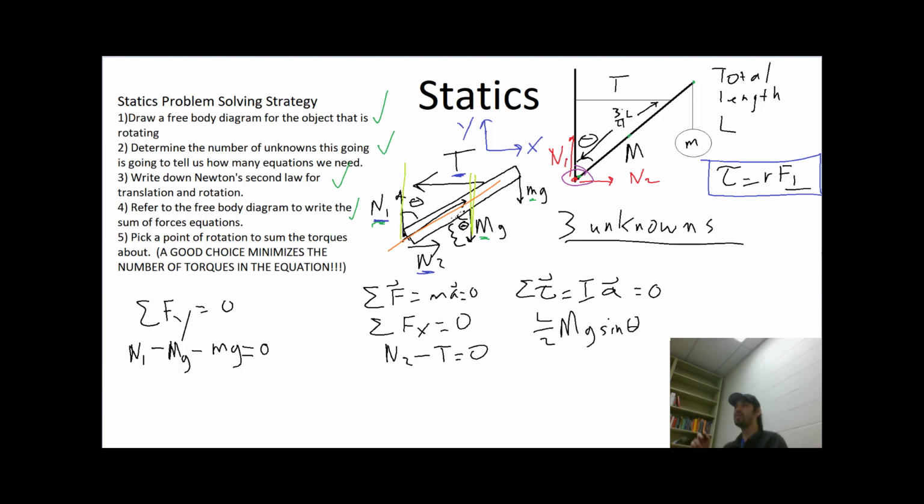Okay. Now the next question is, is this going to rotate in the positive or the negative direction? Is it going to go clockwise or counterclockwise? And so if we look at this, mg is going to make this go down, which is going to be rotating in the clockwise direction. And the convention that we use is clockwise is negative, so this is negative.